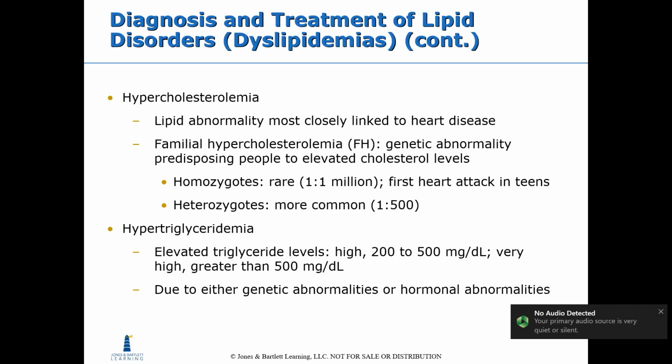Hypercholesterolemia is a lipid abnormality most closely linked to heart disease. Familial hypercholesterolemia, FH, is a genetic abnormality predisposing people to elevated cholesterol levels.